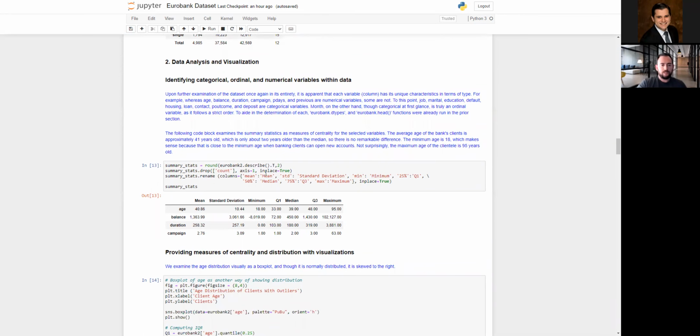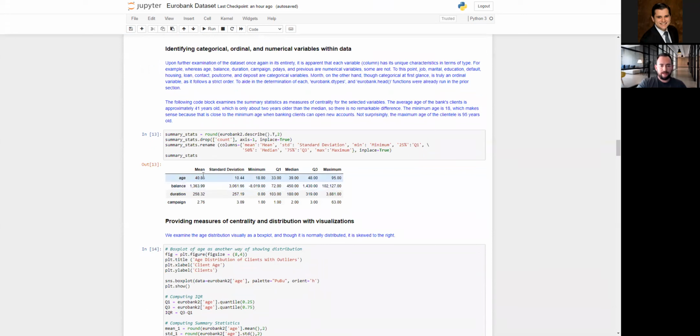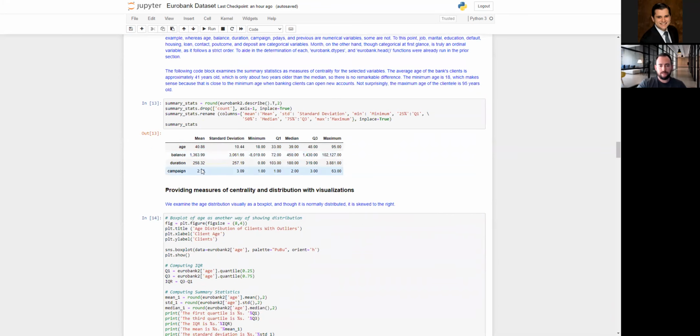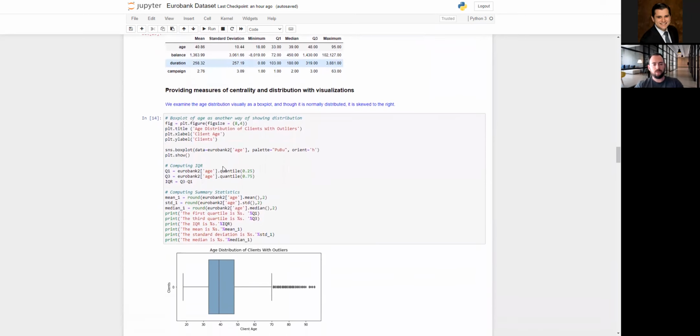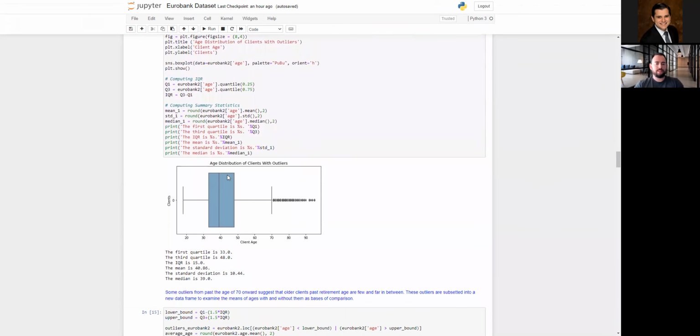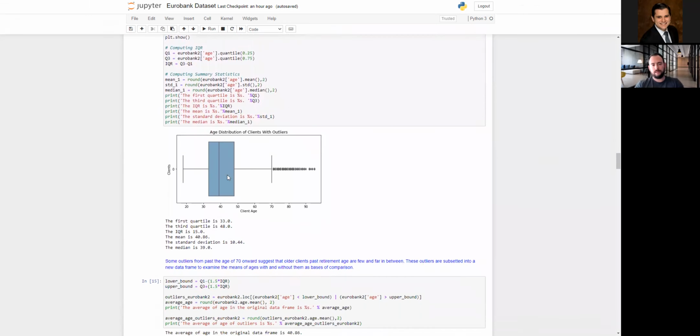And so again, we can look at the average by age, and the average age in the data set is 40 years old. Their average balance is $1,363.99. And now we're looking at the duration of the marketing campaign. We want to see how long each attempt was made for. And on average, we're looking at roughly 258 seconds. So what this looks like visually, it is a fairly normally distributed data set. And as you can see here, this is the age of the data set, and it's roughly 40 years old.